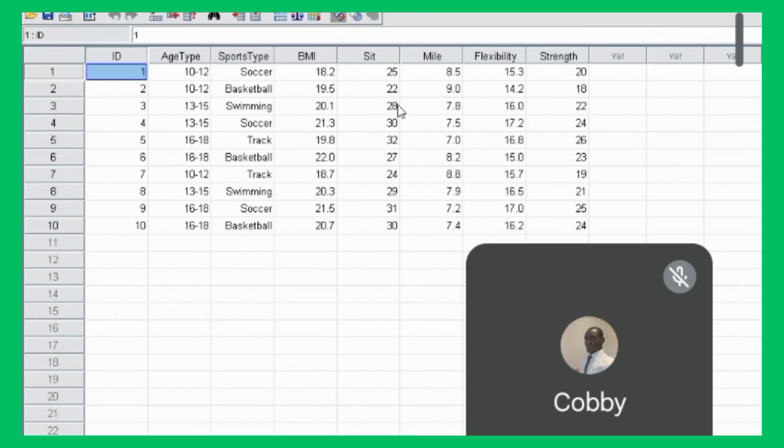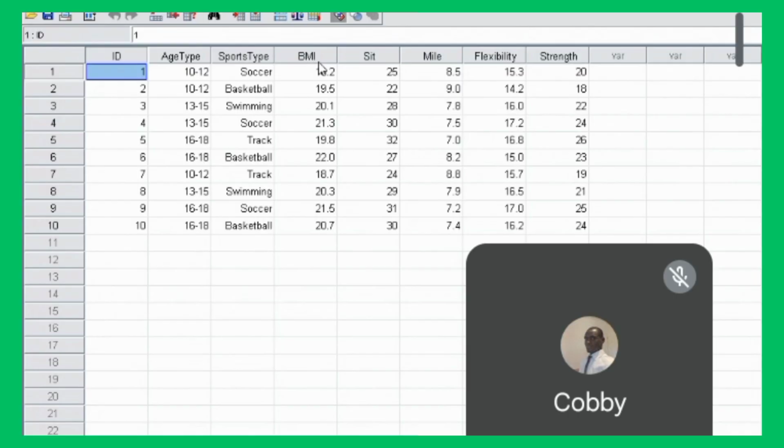So we said one-way ANOVA, we want to determine if there is a significant difference in the group means, okay, between the dependent and independent variable. So here we are going to choose one independent variable and one dependent variable. For the dependent variable, we are going to choose BMI, which is body mass index.